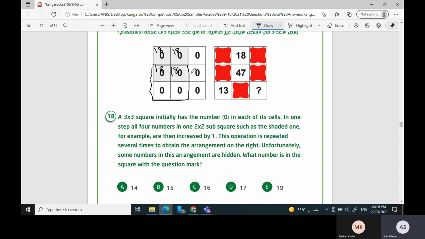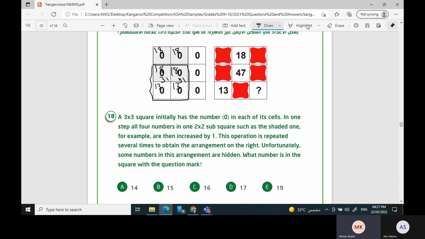How many times can I click on these four squares? 13. I can't click more because this one should be equal to 13. This one I don't know and I don't care, in fact. So if I click 13, let's write it. 18 will turn out to be plus 13. It's going to be 31. And 18 also the same, 31.